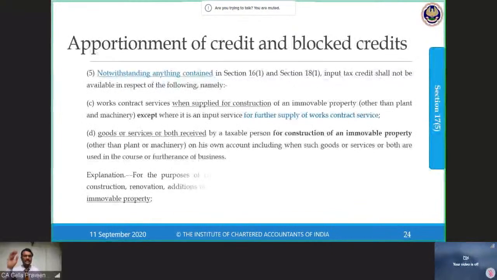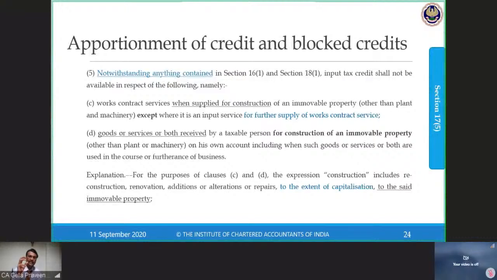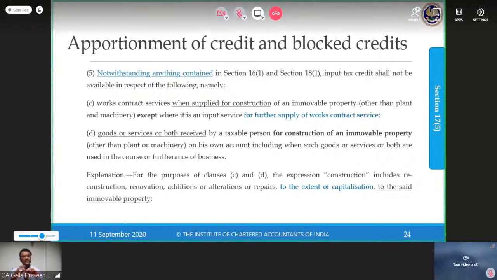Further, now this is the crux of your works contract, where section 17.5 clause C talks about works contract service.